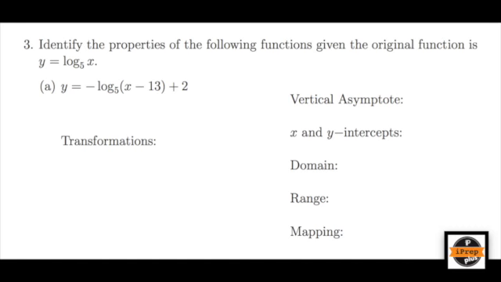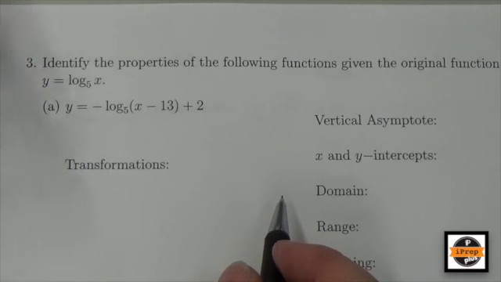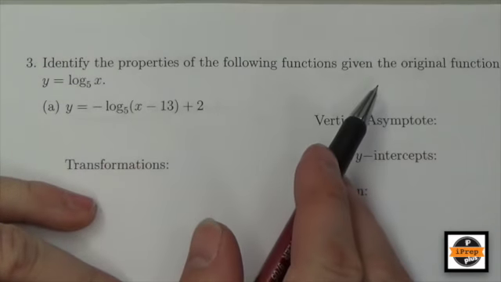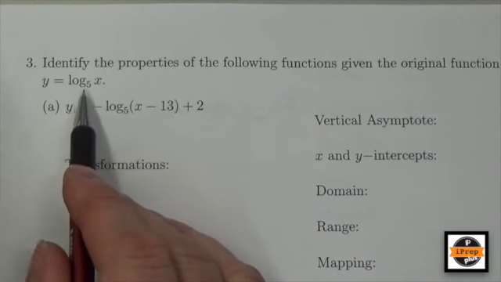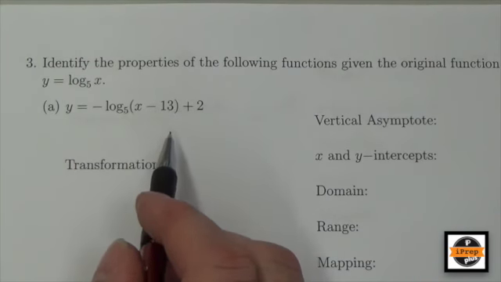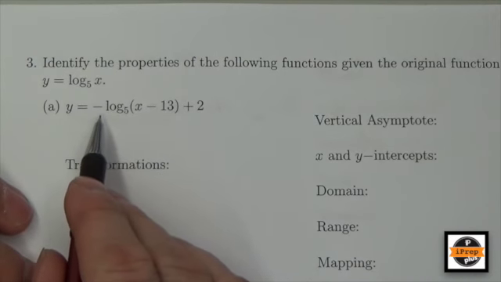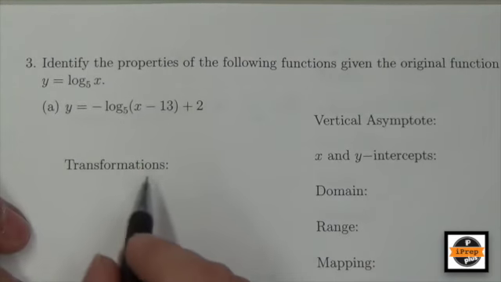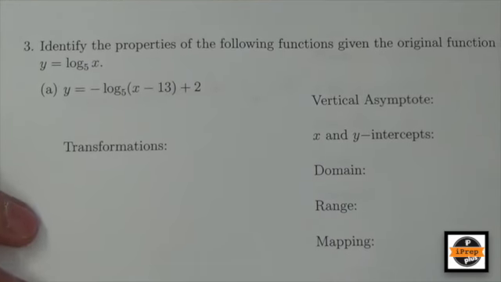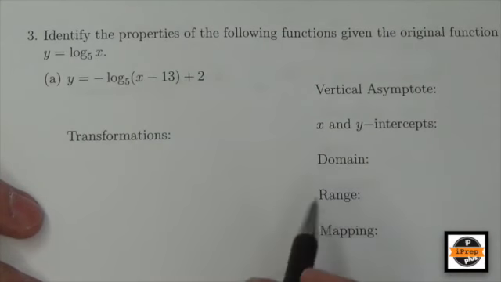Example 3a. Okay, well here's a good question. A lot going on in this question. So we're going to identify the properties of the following functions given the original function, y equals the log base 5 of x. The new function here is negative log base 5 of x minus 13 plus 2. First thing we're asked to do is identify the transformations. And that's a good thing to look at first because that influences all the rest of this material here.